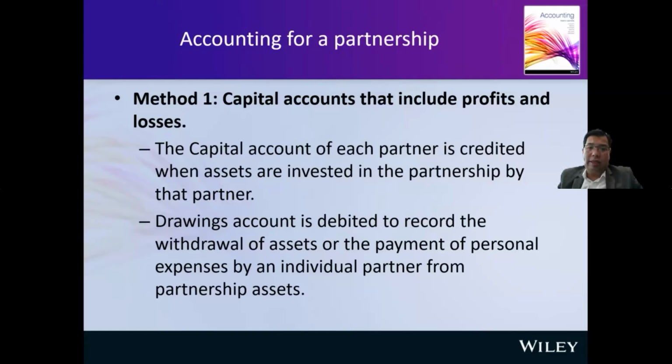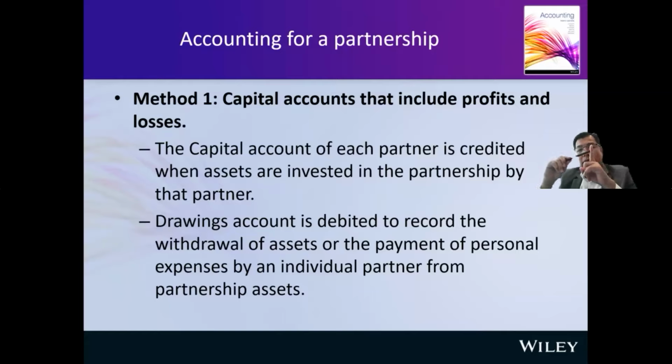So we have several methods. Method number one is the capital account that includes profit and losses. During our EK 111, when we did our sole proprietorship, we only had one capital account, equity, and we were going to change the amount of equity based on the profit for the year as well as the drawing. So we apply the same method here for our partnership. We have a capital account that includes profit and losses. So only one capital account.